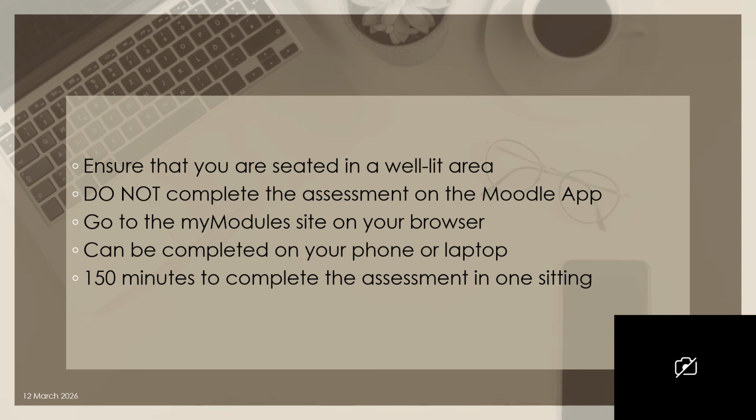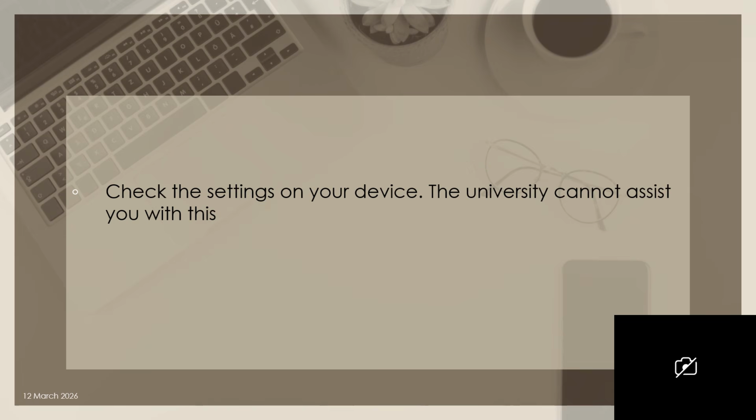So remember, you have 150 minutes to complete the assessment. That's 2.5 hours in one sitting. You can't finish half now and half later. It doesn't work like that. You have to choose a single time of 2.5 hours when you want to complete the assessment. Make sure you have enough time. Make sure everything is done. All your settings are there. Your network is fine. You're in a well-lit area. Your battery power is fine. And then you can attempt the assessment, all right?